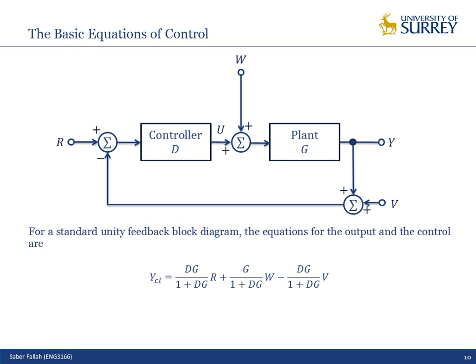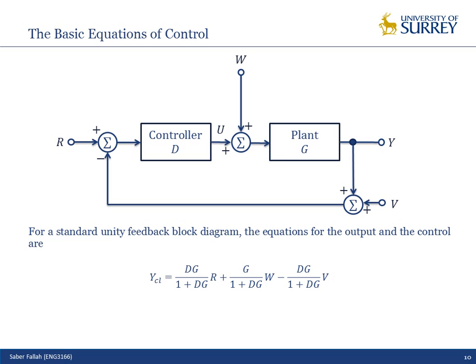Yeah. I think I have a mistake here. It should be minus DG. Oh, no, it's correct. So minus DG, if you look at this, your transfer function will be 1 minus DG, minus by minus will be positive. So it's correct. So it will be G over 1 plus DG.